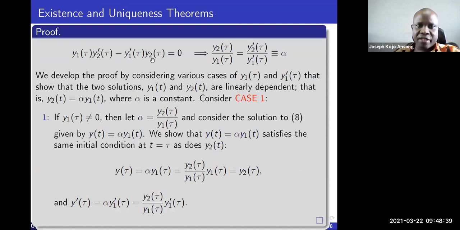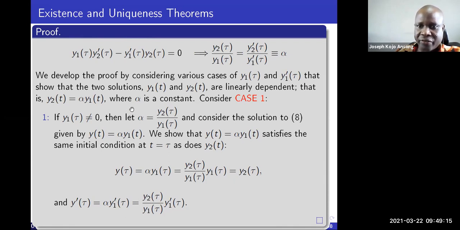So the condition we are given is this: the Wronskian at tau, the number tau, is equal to 0. We can rearrange this to write it as this from here. Because tau here is a number, the left-hand side and right-hand side are just some constants. So let's just say this is equal to some alpha. Good. This is what I just explained here. We're going to show that y2 is equal to some alpha times y1. And if this is the case, then of course y2 is a constant multiple of y1, and therefore they are linearly dependent.